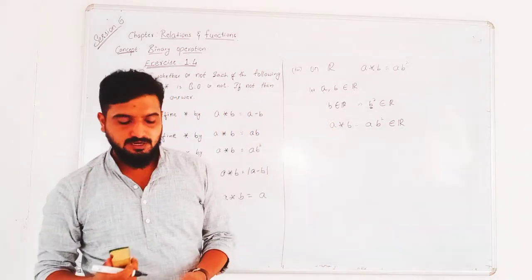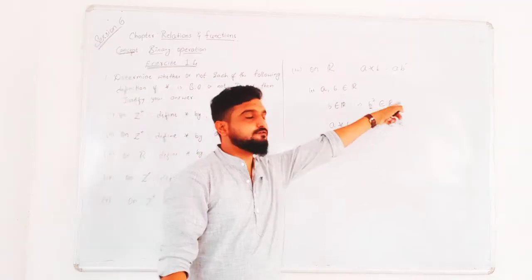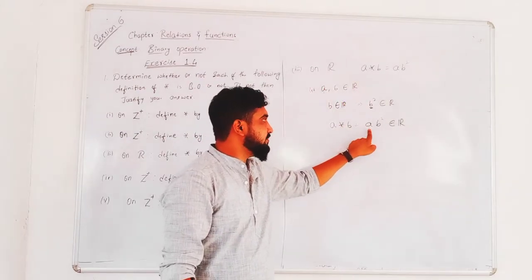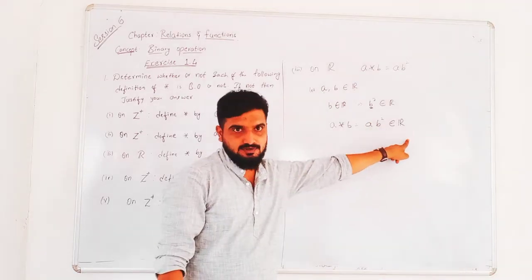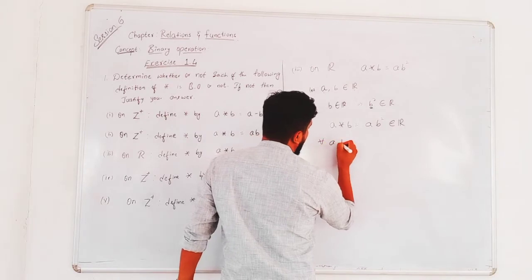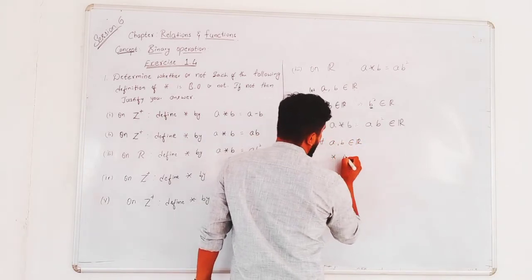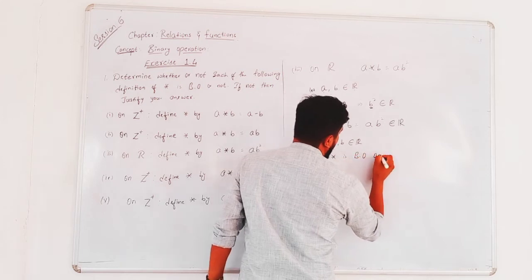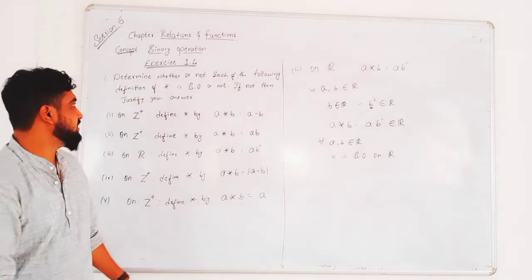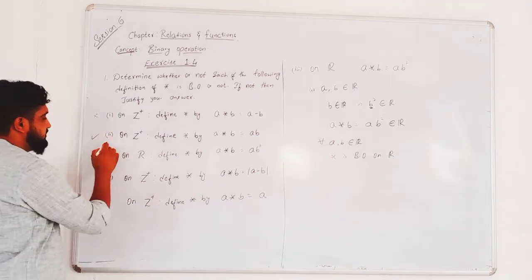A is a real number. If B is a real number, then B square is also a real number. Therefore, this is a real number and A is also a real number. Real number into real number is again a real number. So that's why for all A comma B belongs to R, this star is a binary operation on R, that is the real number set. So this is the third example. So this is a binary operation.